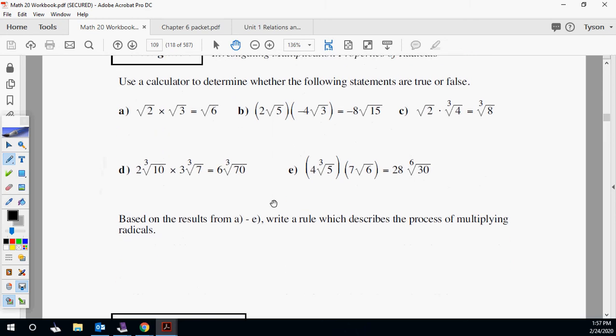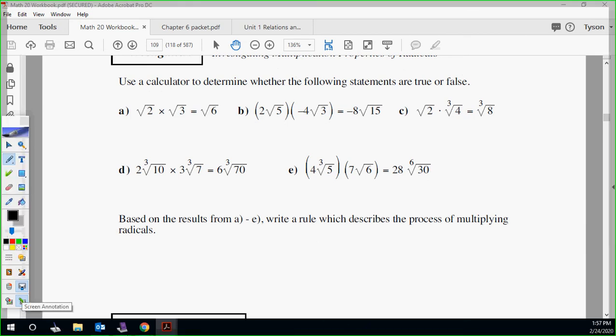Okay. So just for the sake of time, I'm not going to make you go through your calculator here. Root 2 times root 3 is root 6. They both have an index of 2. You can multiply the 2 times 3. It is root 6.